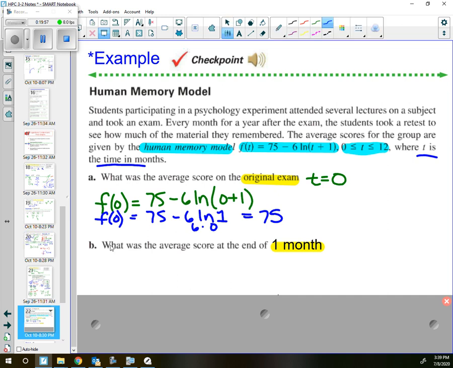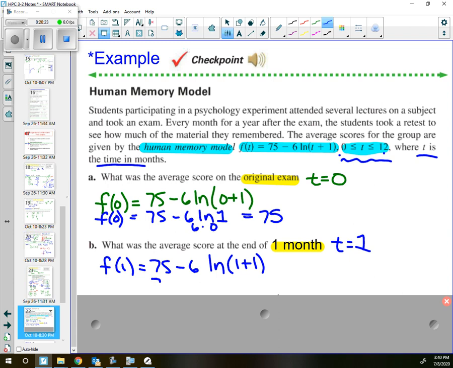So this is this decay model. So notice the minus in there, right? We're losing stuff if we don't use it. So what would it be after 1 month? Well, what does that mean for a t-value after 1 month? Well, time is 1. Notice the domain that they give you, starting at 0, when you first learn the material, through 12 months, that would be a year after. So 1 month is f of 1. So 75 minus 6 times the natural log of 1 plus 1.